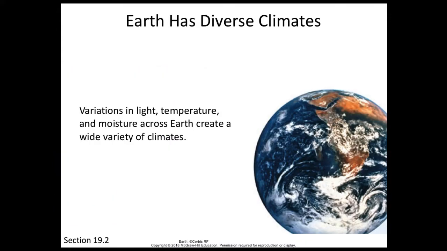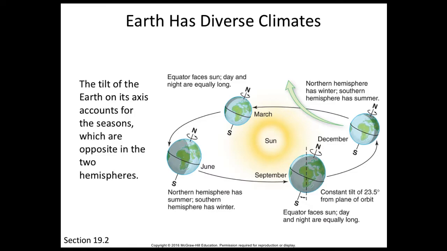The next section of our textbook is all about climate, and as you can imagine, the Earth is covered with diverse climates all over the planet. These climates are determined by variations in light, temperature, and moisture. The tilt of the Earth on its axis accounts for the seasons, which are opposite in the two hemispheres.